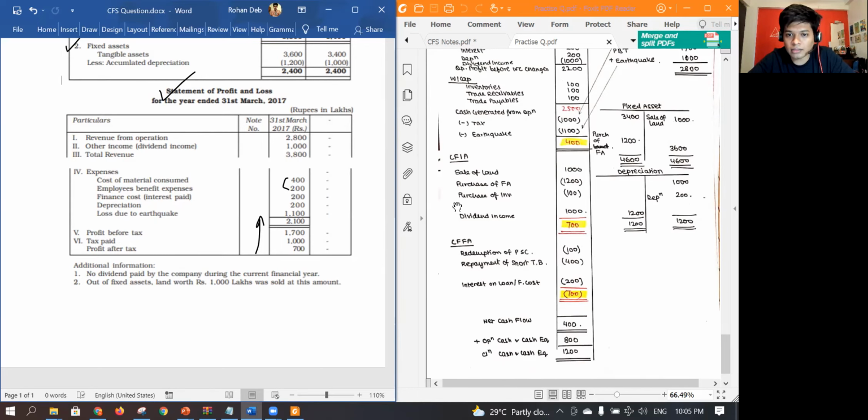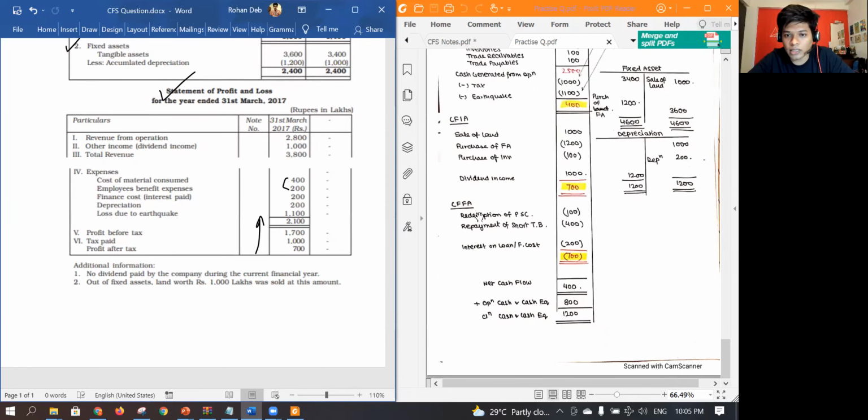Then sale of land, purchase of fixed assets, purchase of investments, and dividend income, these are over here. This is 700. Any positive value is a cash inflow, and then over here cash outflow is there. Redemption of preference share capital, repayment of short-term borrowings, and interest on loan. So interest paid, all of these are cash outflows. Once you add these things up, 400, 700 and 700, you get 400, and then you add the operating. You had started from the beginning only, you knew this.